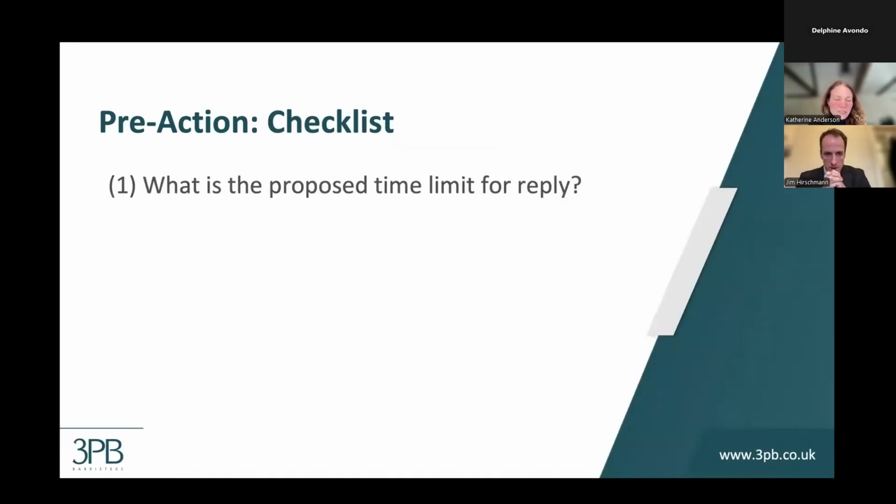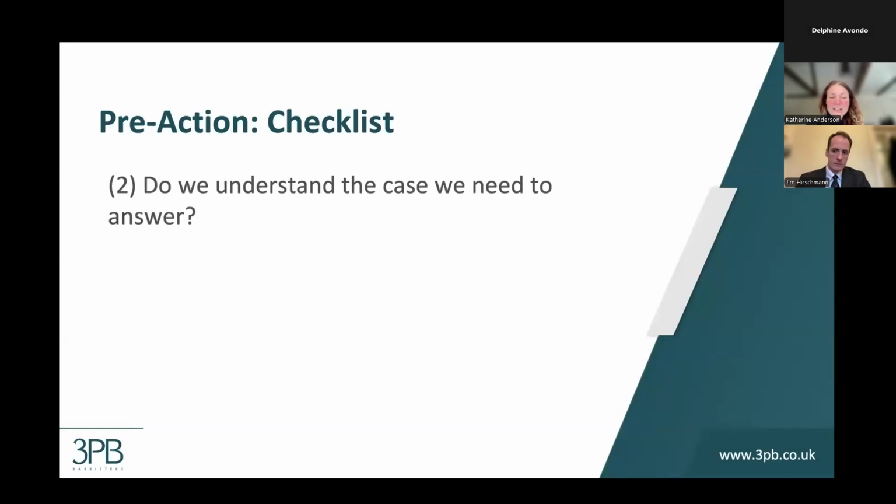What we have put together is a checklist of things for you to be considering when you're dealing with a claim that is coming to you at a pre-action stage, when you've got the pre-action letter from a claimant. First obvious question is, what is the proposed time limit for replying? Because that's clearly something you're going to have to diarise and plan for. Next question, do you understand the case that you need to answer? Because it may not be clear from the pre-action protocol letter, although of course it should be, but it may be that you need to seek clarification, at least in some regards.